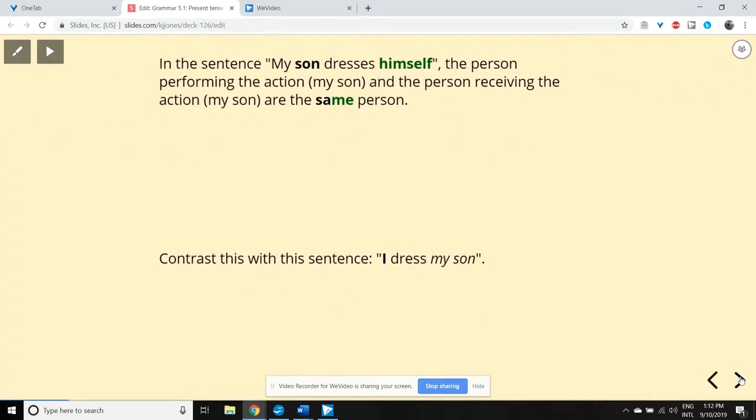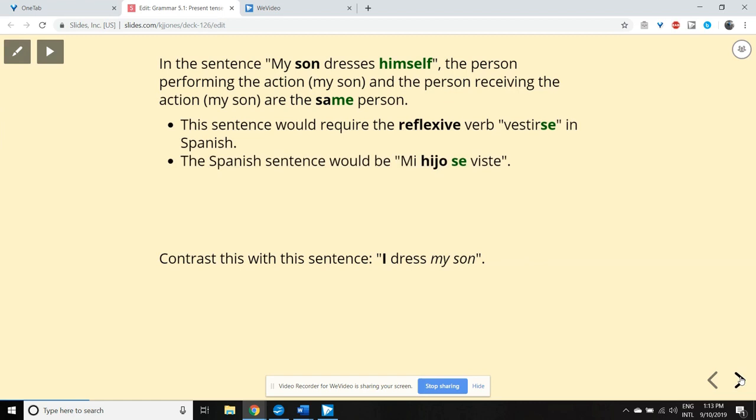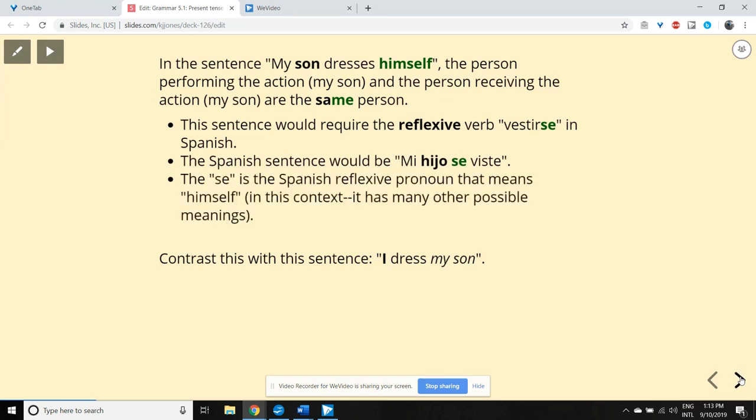So let's look back then at the sentence, my son dresses himself. In that sentence, the person performing the action, my son, and the person receiving the action, my son, are the exact same person. This sentence would require the reflexive verb vestirse in Spanish. And the Spanish sentence would be, mi hijo se viste. The se in that sentence is the Spanish reflexive pronoun that means himself in this context. The word se has many other possible meanings, okay? But in this particular context, that se is a reflexive pronoun and it means himself.